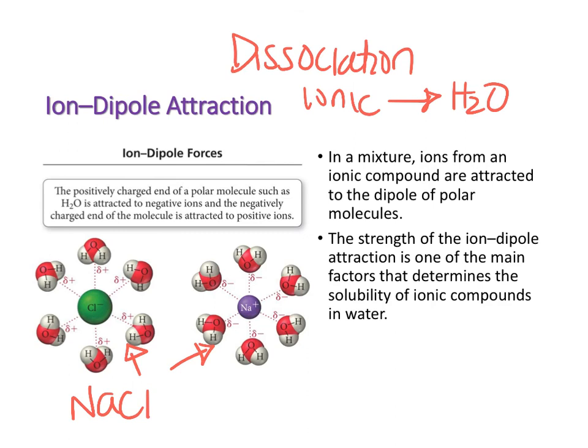So you'll have the negatively charged sides of the waters arranging around the positive sodium cation, versus for the chloride ion, you have the positive sides of water arranging around it. And they both have around 6 waters arranging around them. So it's a very special type of arrangement and attraction. It depends on the charge of the cation or anion.